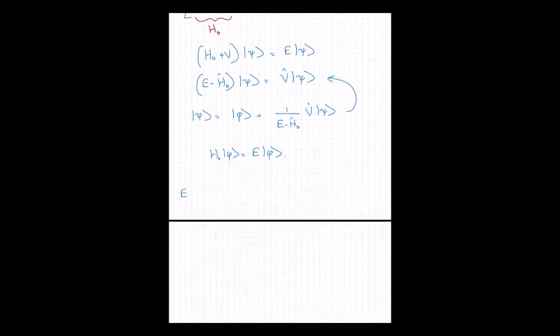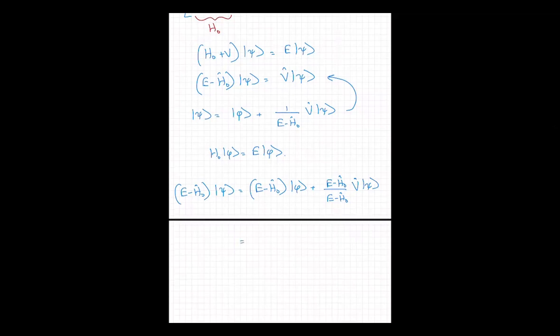So take E minus H0 and act it on psi. This is the left-hand side. The right-hand side is E minus H0 acting on phi plus E minus H0 divided by E minus H0 V of psi, right? And since H0 phi equals E phi, phi is any vector that satisfies the free equation. The first term is of course 0, because E minus H0 is an operator that annihilates phi, and this is basically equal to V times psi, right?